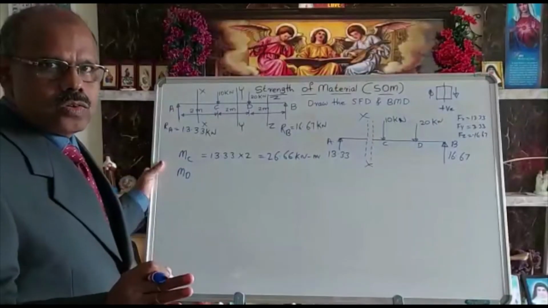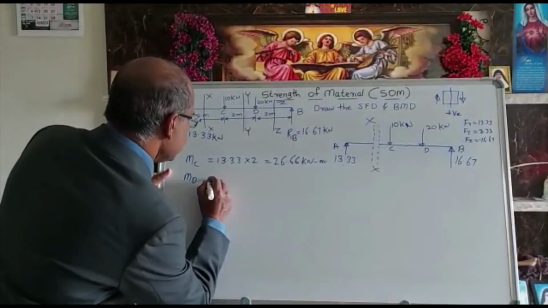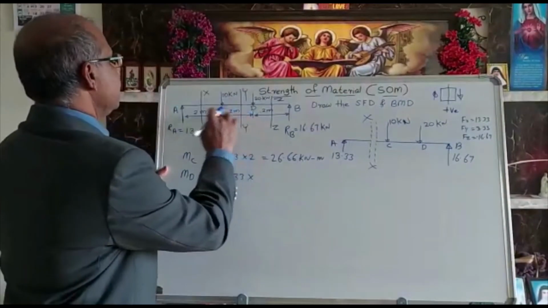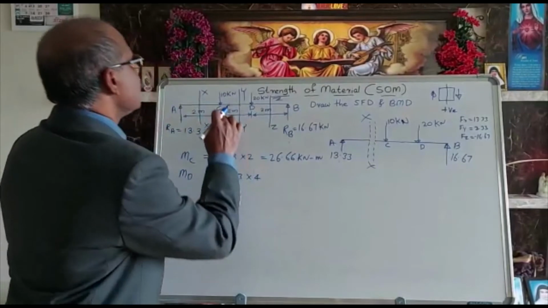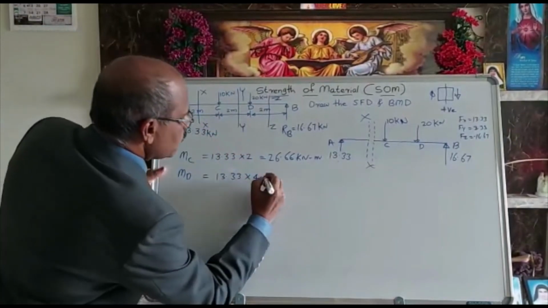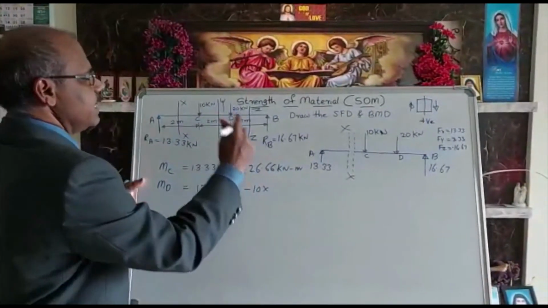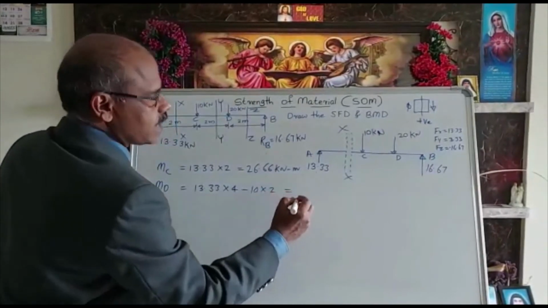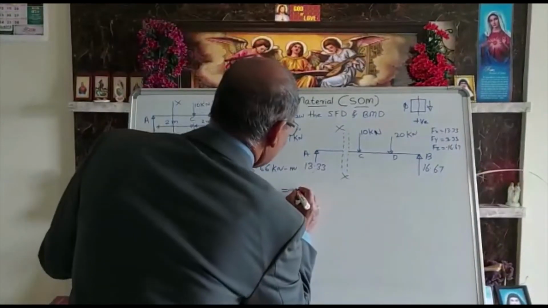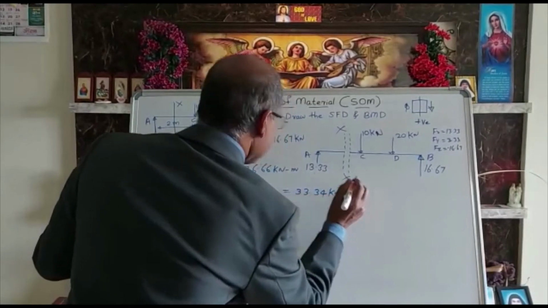Then let us calculate the bending moment at D. MD is equal to 13.33, distance from D is 4, so 4. Now the force is going down, so it will be an anticlockwise moment, so we take it as negative: 10 into distance from D, which is 2. The answer we are getting here is 33.34 kilonewton meter.